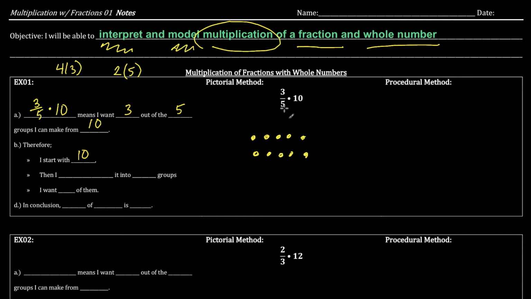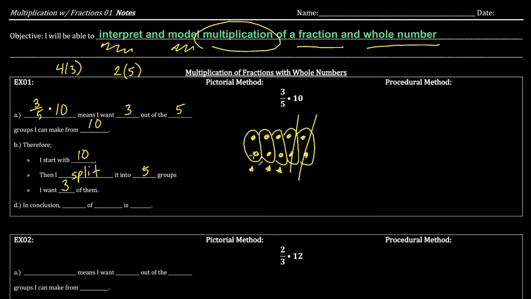So I want 3 out of the 5 groups I can make. Then I'm going to split it into 5 groups. 1, 2, 3, 4, 5. Okay, so I started with 10, split into 5 groups. I want 3 of those groups. So I want this group, and this group. I don't really care about these groups.